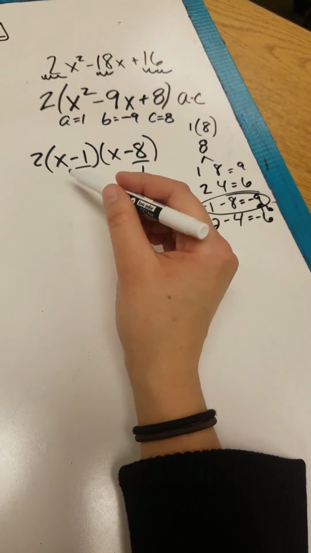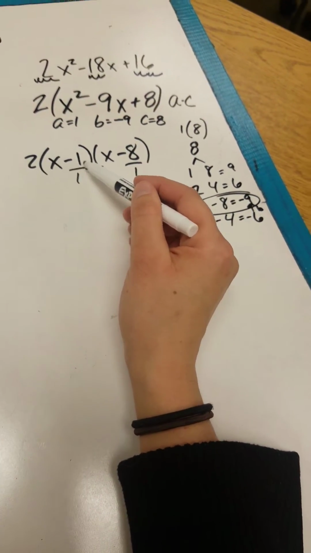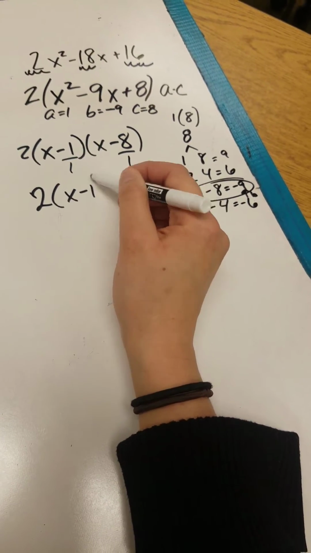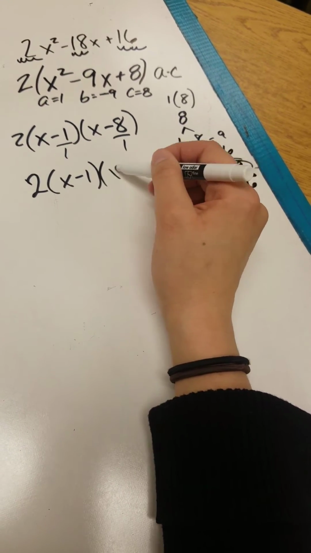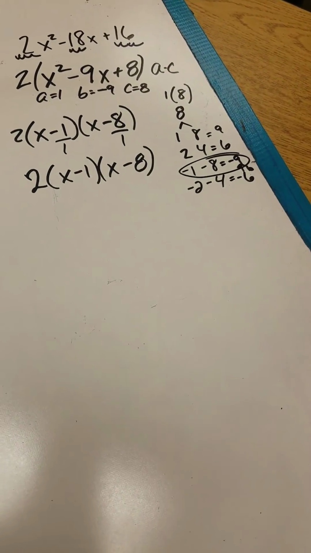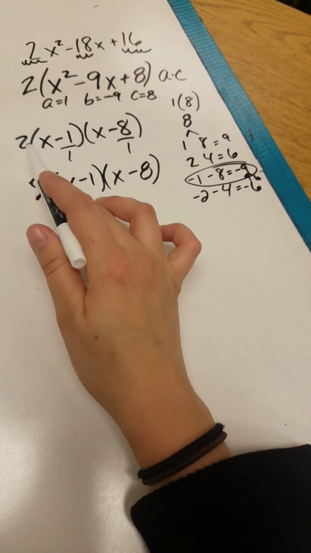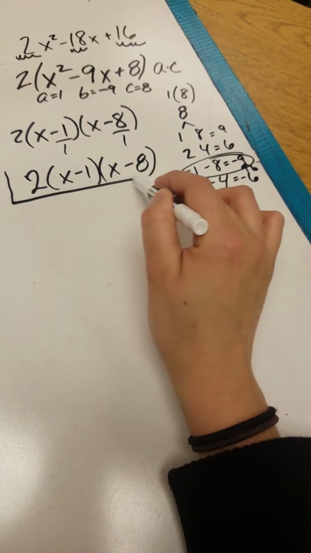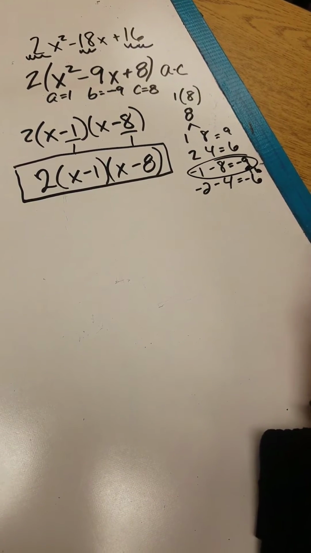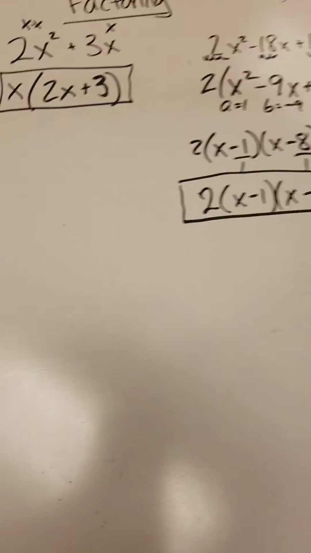So in this case, we have negative 1 divided by 1. We reduce it first, so that just reduces to negative 1. Negative 8 divided by 1 just reduces to negative 8. Okay, so that a value didn't change anything, and don't forget your 2 out front. So that is our final answer. All right. Okay, so now let's do one more.